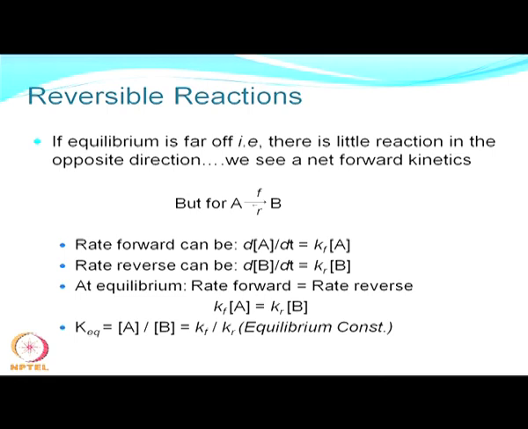So, our next slide is reversible reactions. If equilibrium is far off, that is, there is very little reaction in the opposite direction, in the back direction, then we see a net forward kinetics. That means there is no effect of the back reaction. Even if there is a very little back reaction, we do not see any effect of that. So, we say that the equilibrium is far off and the reaction is forward shifted, or shifted in the right hand direction.